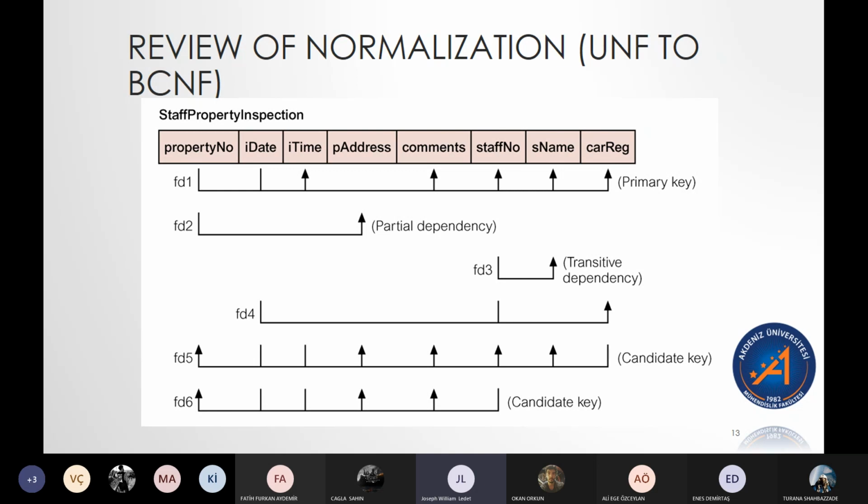So since we've run a little bit over here, we'll go ahead and take our break. When we come back, we'll look at the flow chart of how to go from one table, staff property inspection, to create the multiple tables we'll need for our normalized database. Okay, so we'll come back in 10 minutes. So what is that? 2:35. We will come back and continue on with our discussion.